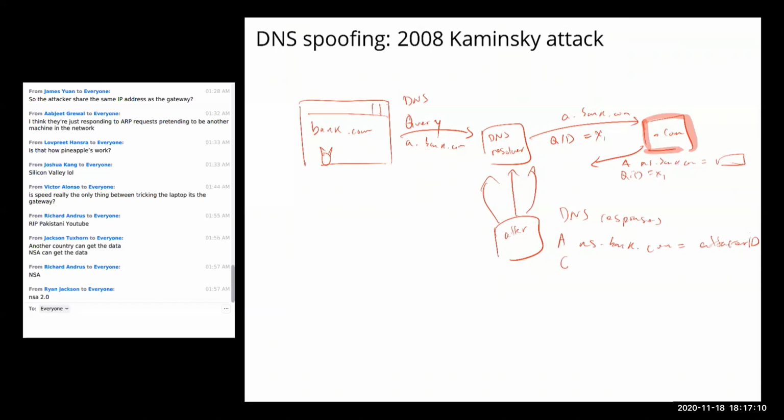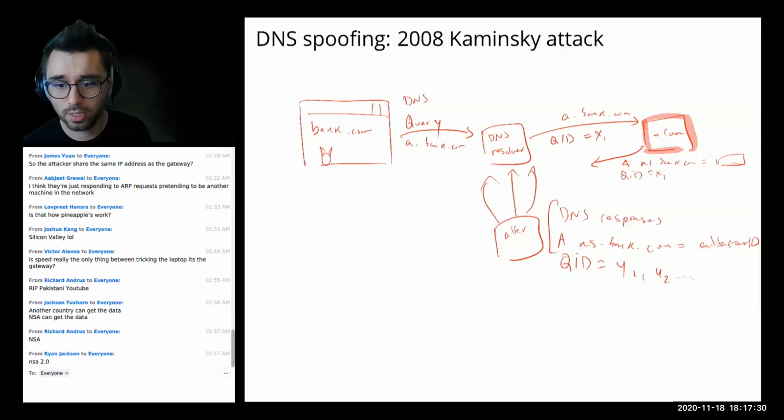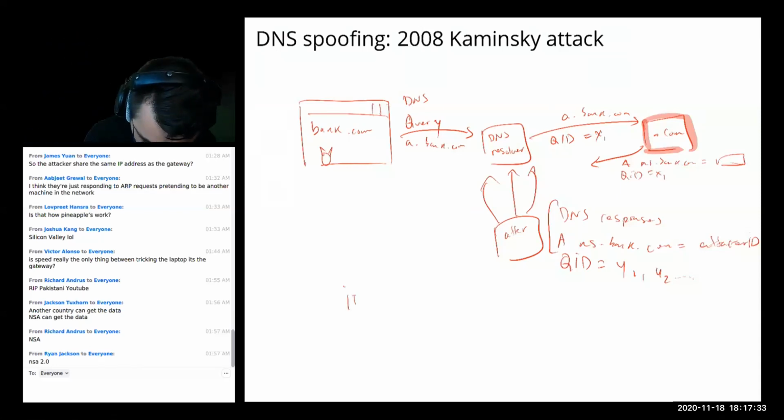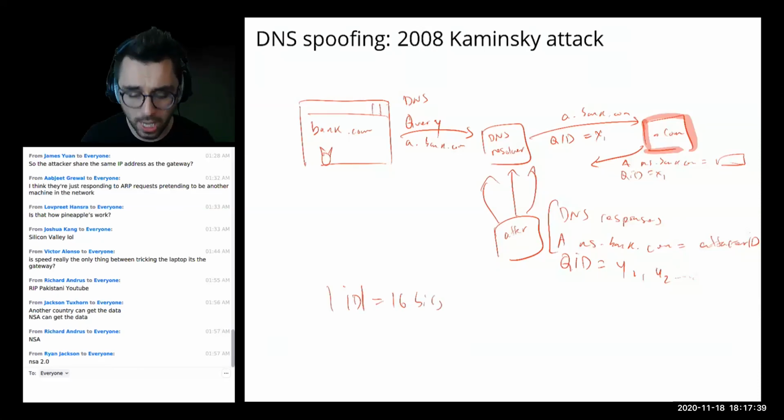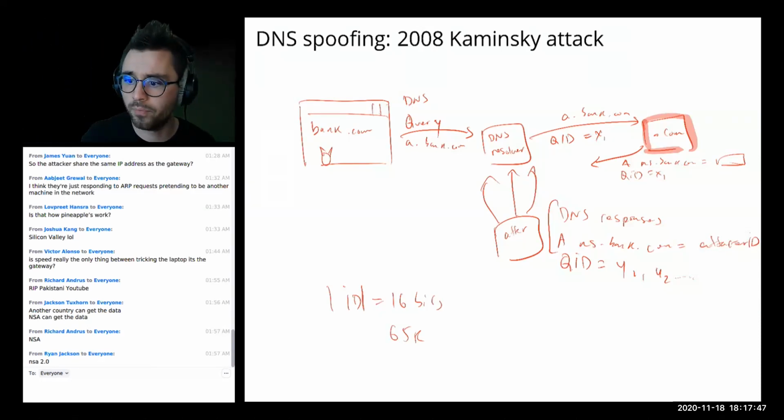But they have to guess the ID, and for each packet, they're going to send the exact same response, but vary the query ID with Y1, Y2, and so on and so forth, right? So basically, we're just going to send a ton of these DNS responses and hope that we guessed the ID right. Now, because the ID is 16 bits, it would take 65,000 requests to ensure 100% that we guess it right.